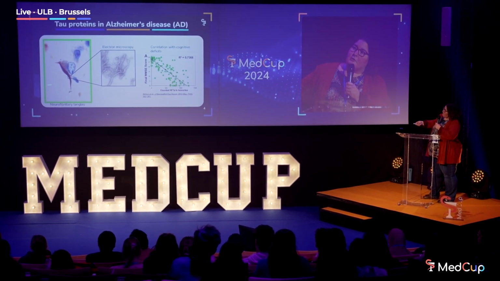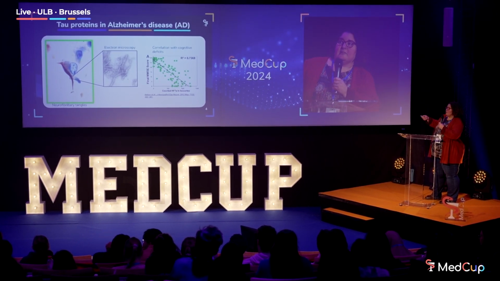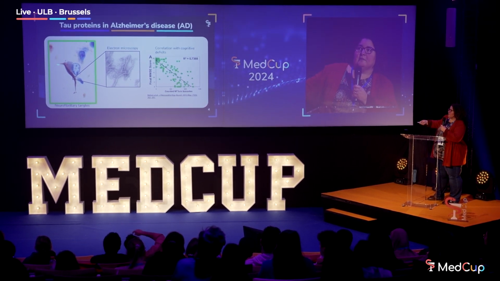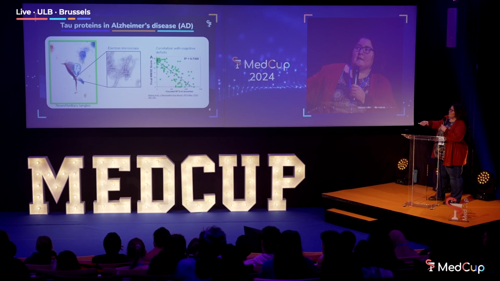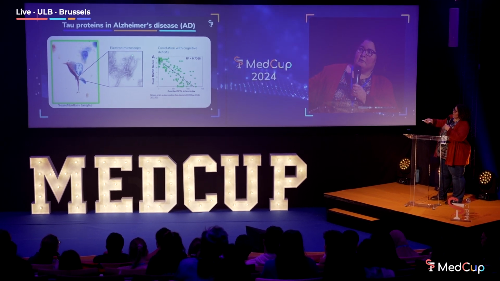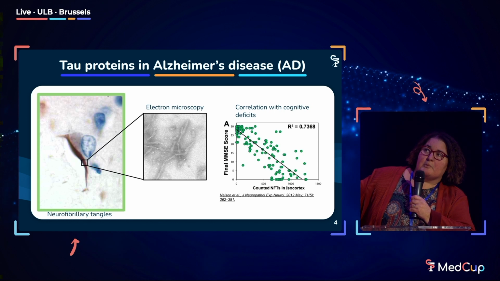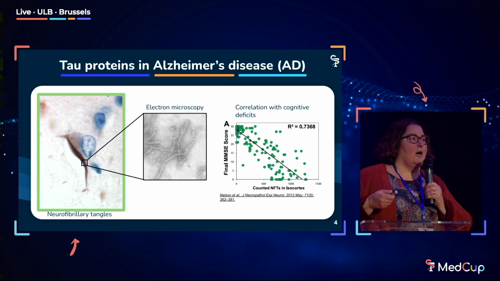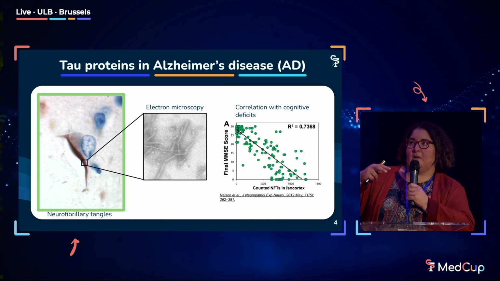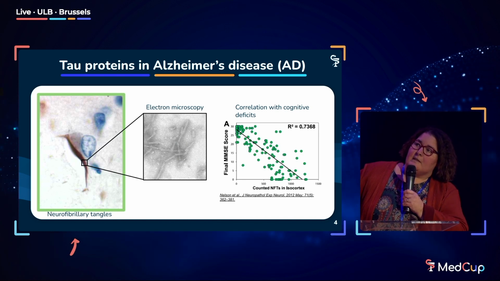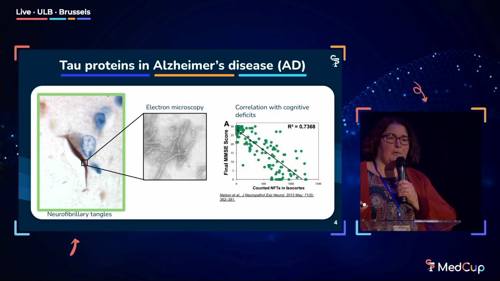For the second lesion, the neurofibrillary tangles, we have thus an accumulation in the cell bodies here in brown. When we looked at these lesions by electron microscopy, we can observe paired helical filaments. Why paired helical filaments? Because there are twisted filaments that are present in the brain. These filaments are composed of two proteins.